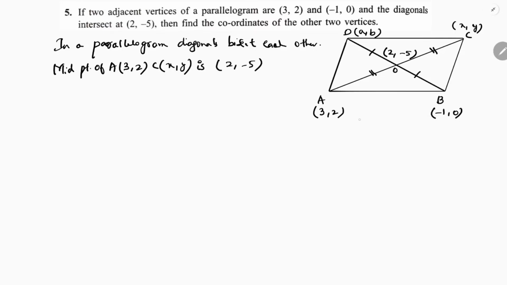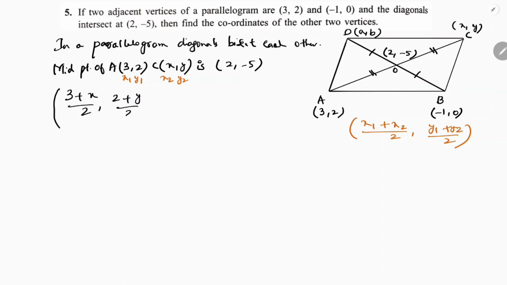So here the midpoint formula is (x1 plus x2 by 2, y1 plus y2 by 2), where the points are (x1, y1) and (x2, y2). So the midpoint of AC is (2, -5). So I'll do that: (3 plus x by 2, 2 plus y by 2) equals the given (2, -5), because the diagonals intersect at (2, -5). So that will be the midpoint.